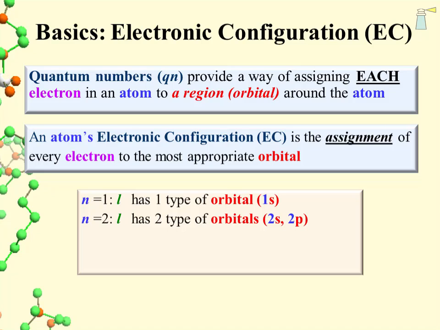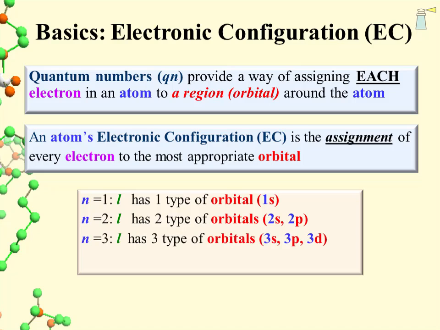For the n equals 2 energy level, there are two types of orbitals added. n equals 2 has its own s orbital, 2s, which is larger than the 1s, and has a set of 3 equal energy p orbitals, the 2p orbitals. The 2 signifies that these orbitals are of the energy level 2.